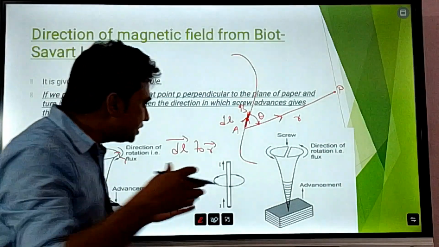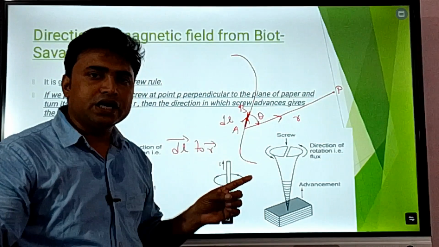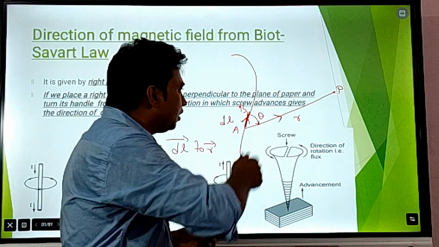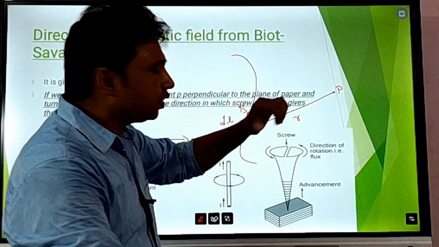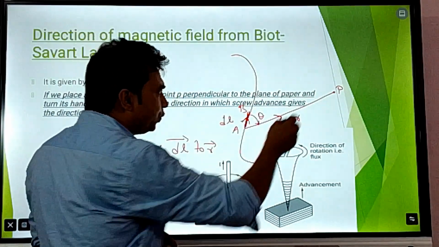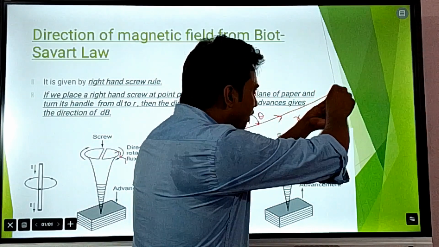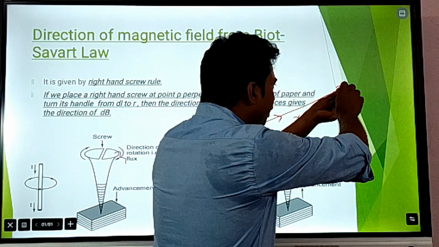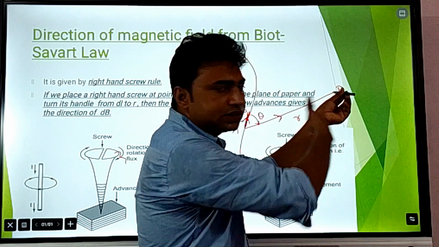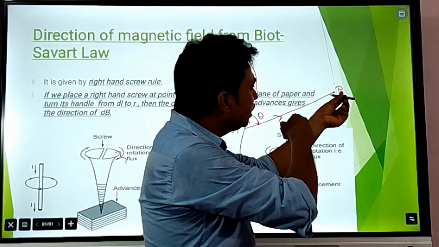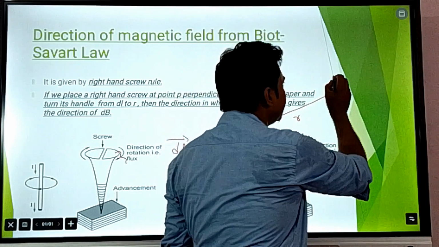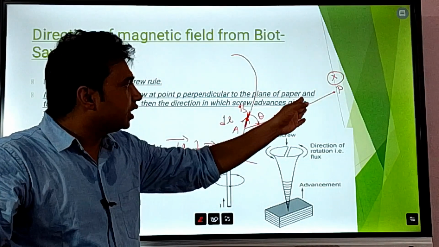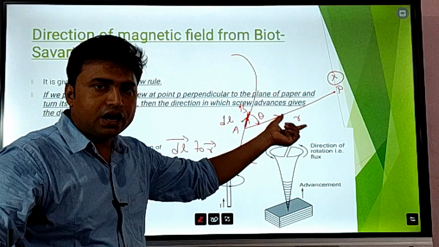If the advancement is inside the board, the direction of the magnetic field will be inside. But if the advancement of the screw is outside, coming out, then the direction of the magnetic field will be out of the board. So if you put a screw here and rotate it from dL to r, we observe that it is going inside the board. So the direction of the magnetic field will be inside the board, and it is represented by this cross sign. It will always be perpendicular to dL and r.